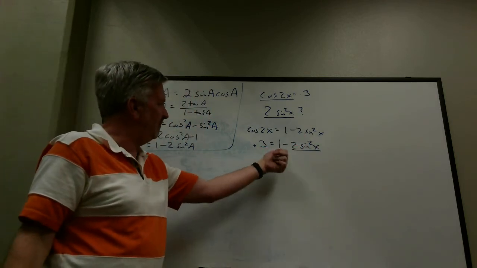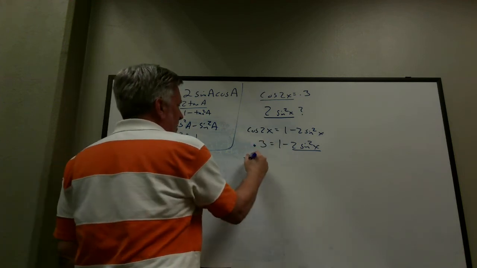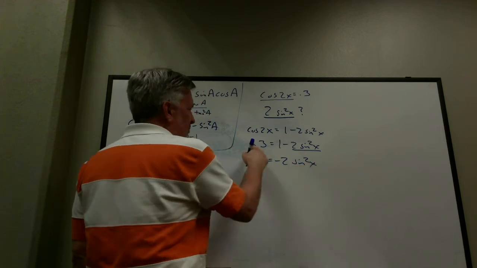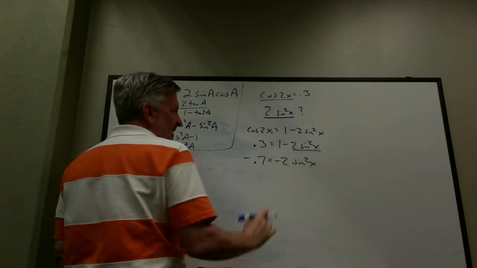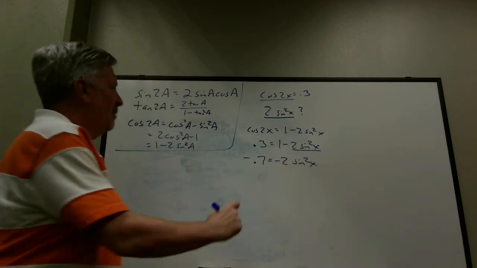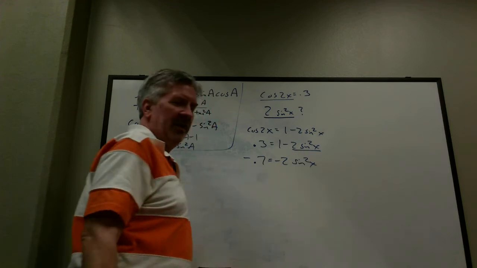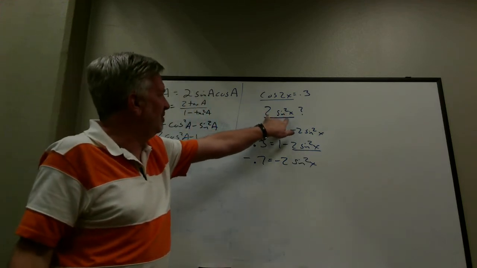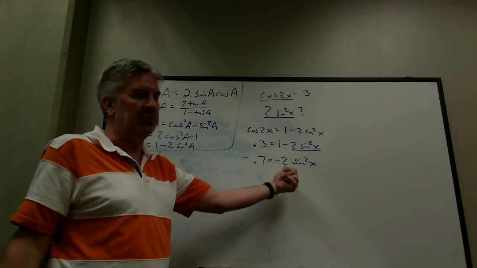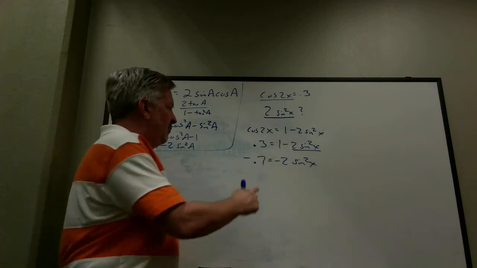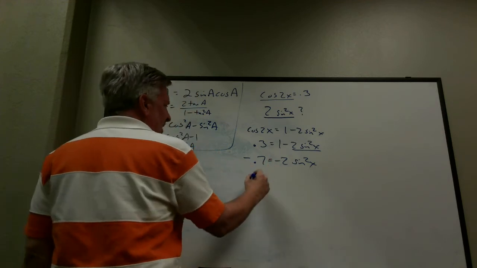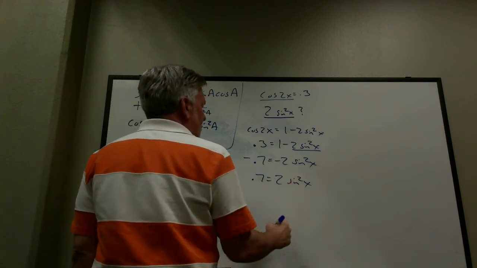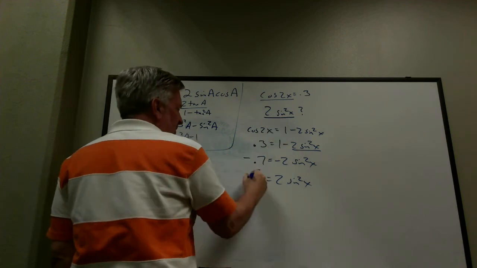Well, subtract 1 from both sides. 0.3 minus 1 is negative 0.7. Right? So I subtracted 1 from both sides. That just left negative 2 sine squared. Now I know what you really want to do here. You really want to divide both sides by negative 2. But be careful. The problem asks for 2 sine squared. So you want to leave the 2. Now you don't want the negative. If you multiply or divide both sides by negative 1, you get 0.7 is 2 sine squared x. And that's what they wanted, 2 sine squared x. So there's your answer, it is 0.7.